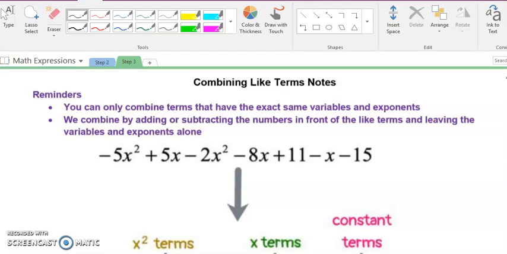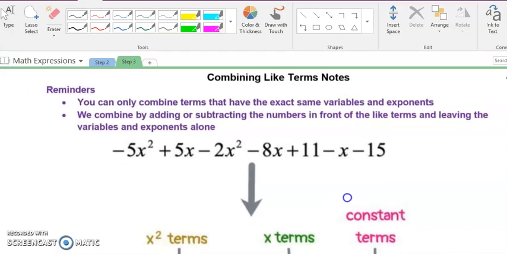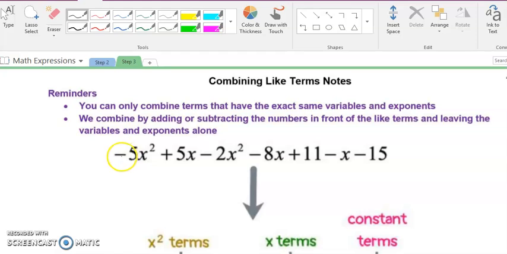Instead of x, I say x-ray. Instead of x squared, I say Xbox because it has two x's in it. Whenever I have just a constant, I usually make that money because everybody understands working with money pretty well because we all like money. So for the first example here, instead of reading negative 5x squared plus 5x, subtract 2x squared, subtract 8x, add 11, take away x, take away 15, as it's written, I would say give away 5 Xboxes, find 5 X-rays, give away 2 more Xboxes, give away 8 X-rays, find $11, give away an X-ray, give away $15.